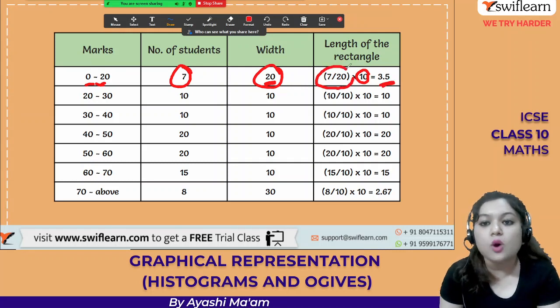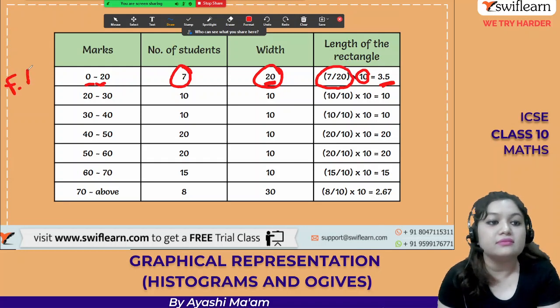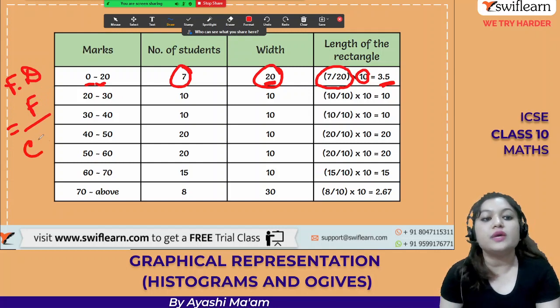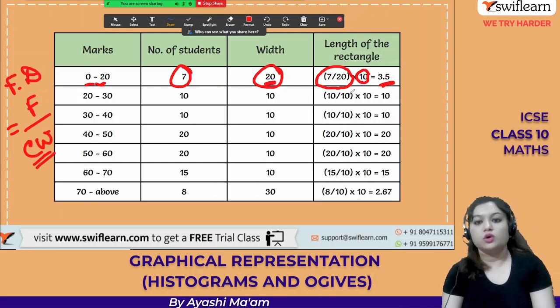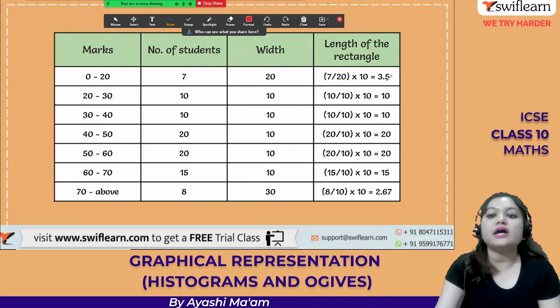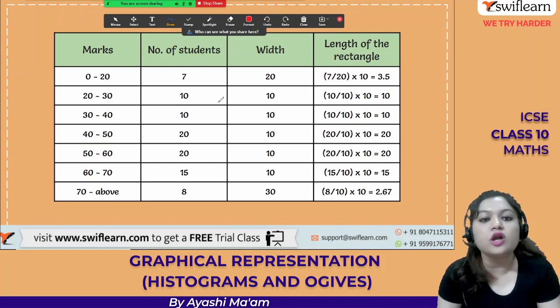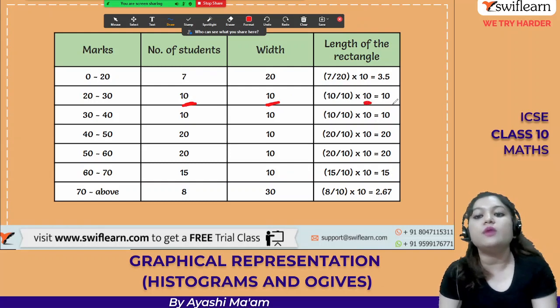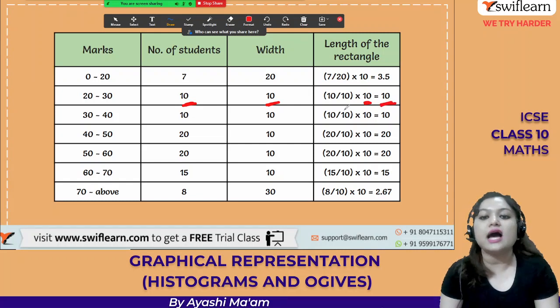So this part is called your frequency density. Frequency density, which is nothing but whatever is the frequency divided by class width. Okay, this is the frequency density multiplied by the minimum class size, which is 10, and we are getting it as 3.5. For this one also, the width is 30 minus 20, 10, frequency is 10. So 10 divided by 10, frequency divided by class width multiplied by minimum class size, which is 10. We are getting the answer as 10.